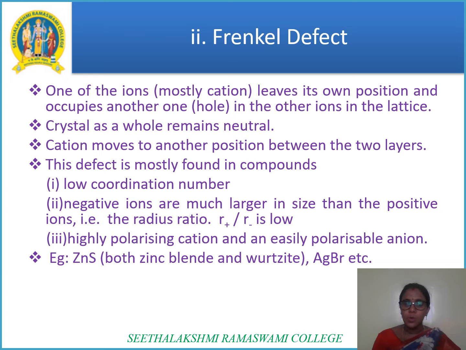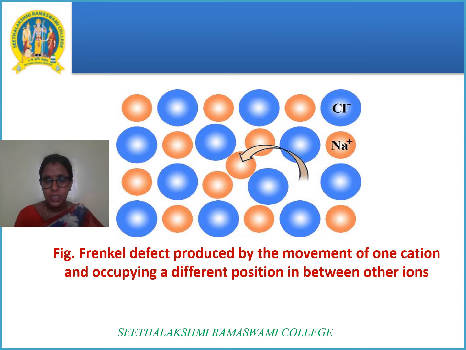This defect is mostly found in compounds which have low coordination numbers, compounds in which the negative ions are much larger in size than the positive ions, and compounds which have a highly polarizing cation and an easily polarizable anion. Zinc sulfide and silver bromide possess Frenkel defect. This picture indicates the Frenkel defect produced by the movement of one cation to occupy the interstitial position in the lattice.